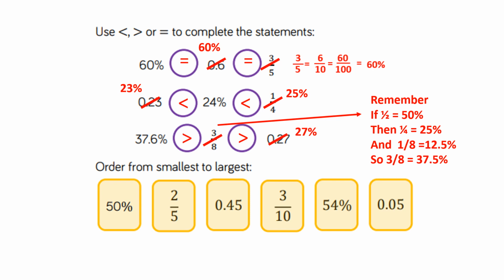Again, if you've not got those right, make your corrections. Pause it, have a look at the explanations and make sure you understand it. And then we'll move on to the last one. So order from smallest to largest.